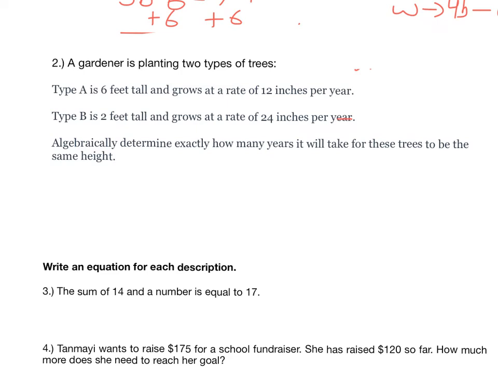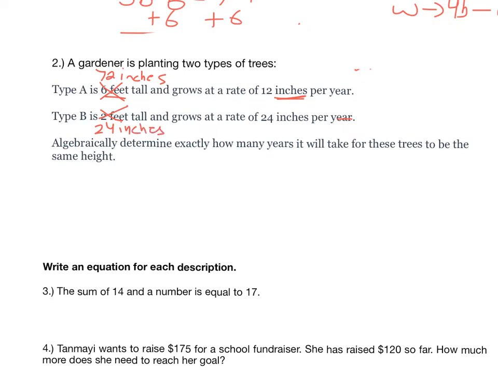The tree problem, we also did this problem in class. So first of all, remember what I told you in class. This is feet right here, and this is inches. We want to change them both to inches. So how would we change feet to inches? We would multiply by 12. So this wouldn't be 6 feet. If we multiply 6 times 12, it would be 72 inches. And this wouldn't be 2 feet. If we multiply 2 times 12, it would be 24 inches.